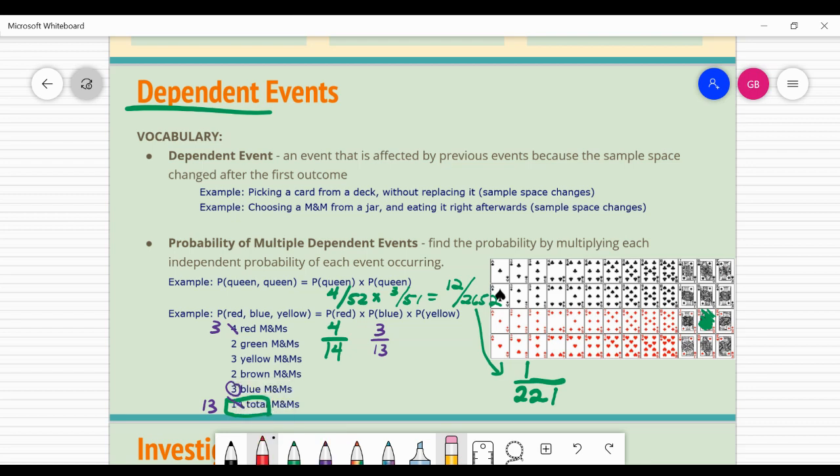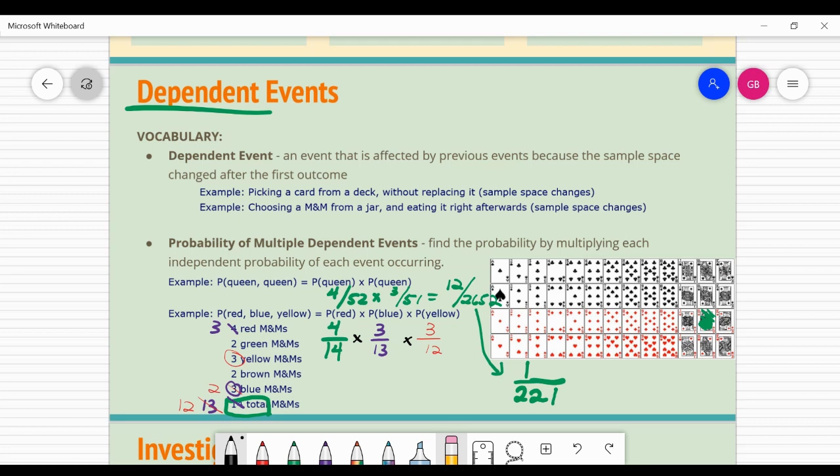Okay. And then after you eat the blue M&M, you're left with 2. And now instead of having 13, there's 12. So the probability of picking a yellow M&M is going to be 3 out of 12. And then to find the total probability, you multiply these fractions.